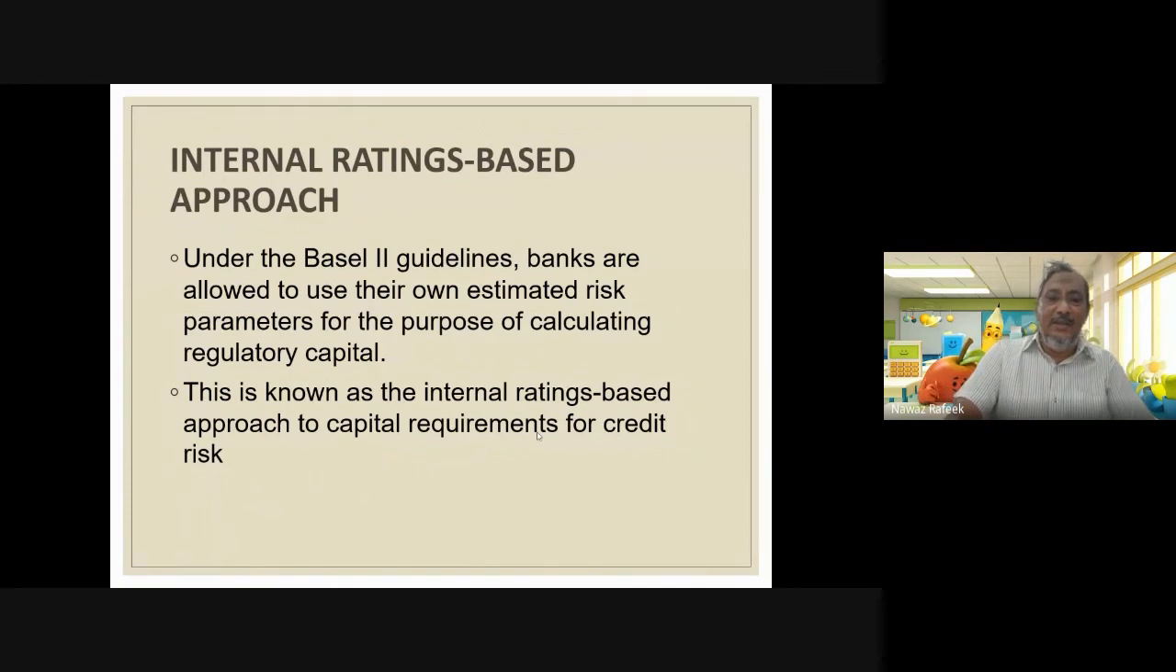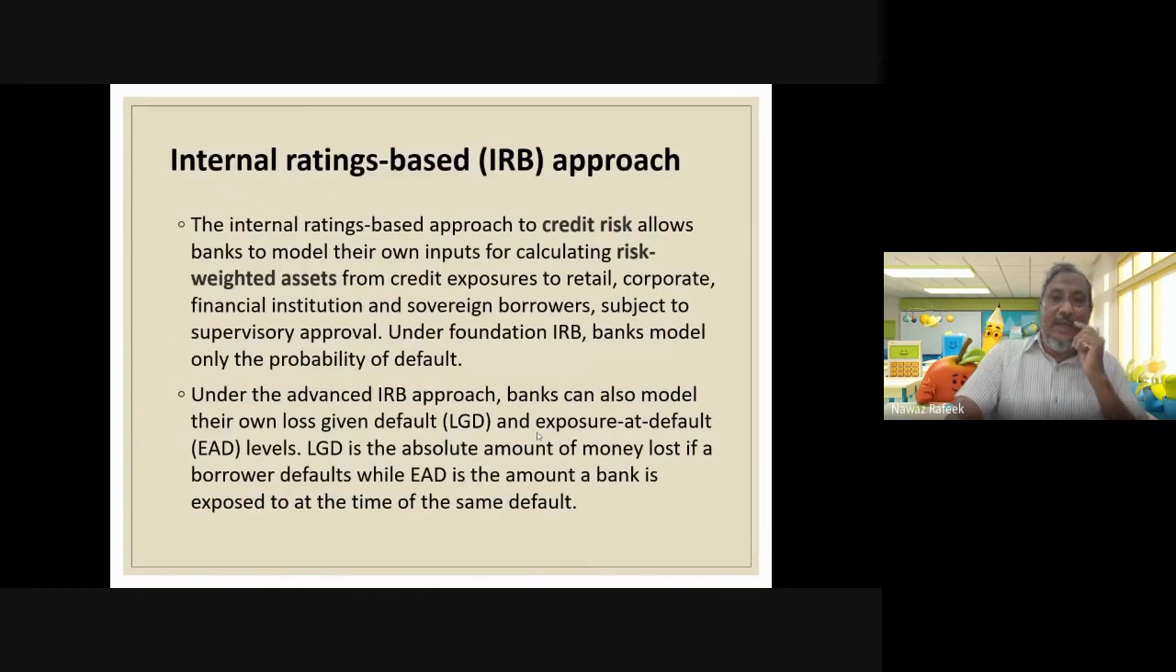Right? Under the Basel II guidelines, banks are allowed to use their own estimated risk parameters for the purpose of calculating regulatory capital. This is known as the internal rating-based approach to capital requirements for credit risk. This is what we were discussing under the Basel II guidelines.